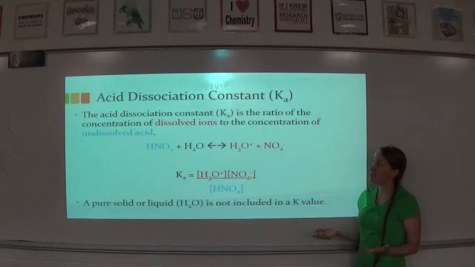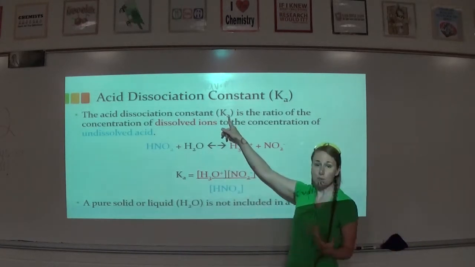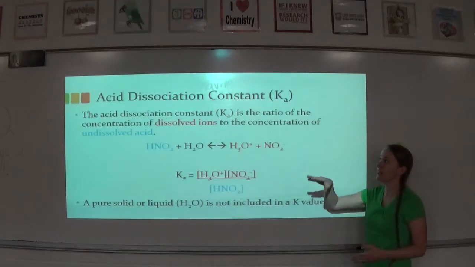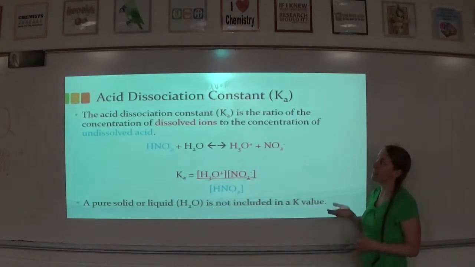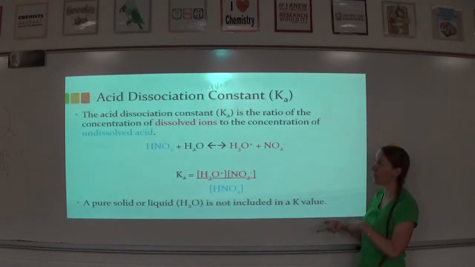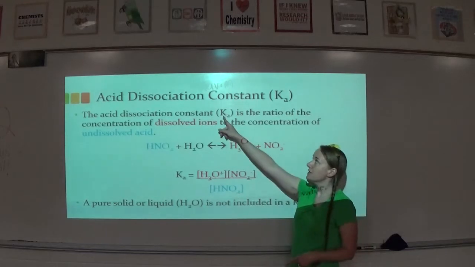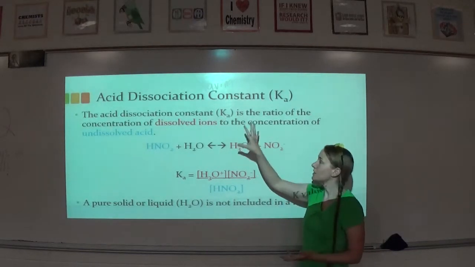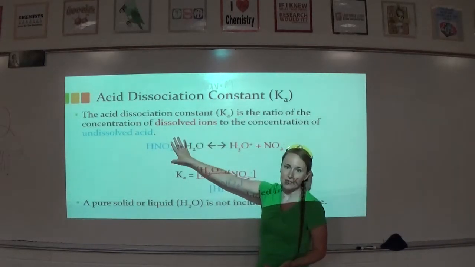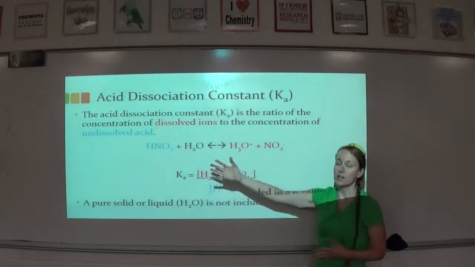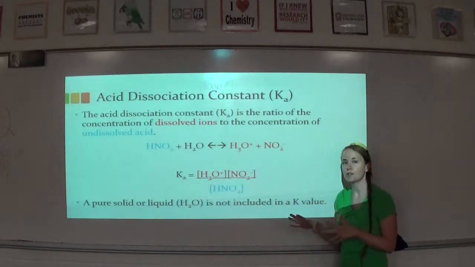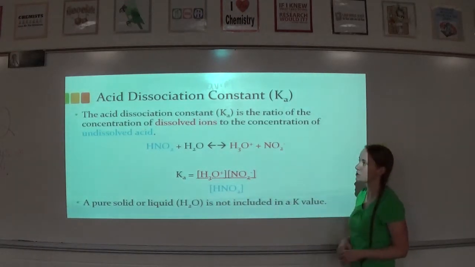So, an acid dissociation constant. If you watched the previous lesson videos, you know we went over Kw, which was water. So Ka, the A stands for acids. The acid dissociation constant is the ratio of the concentration of dissolved ions to the concentration of undissolved acids. Now there are lots of different K values and they all work the same way. It's the products over the reactants, like the concentrations of the products over the reactants. Or if you get into other things, it could be the partial pressures.